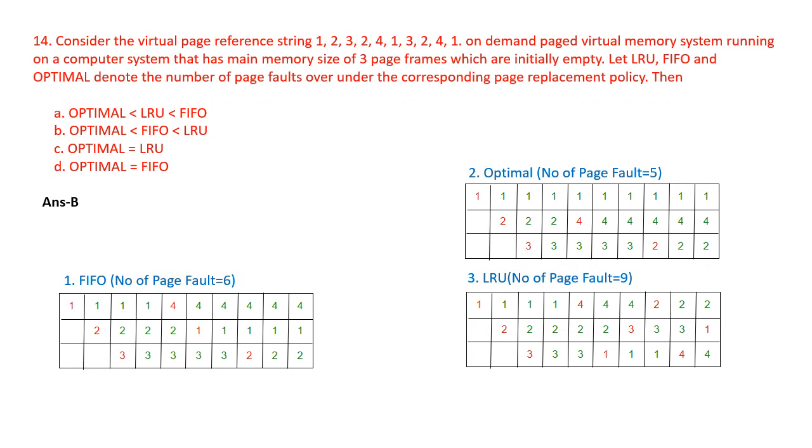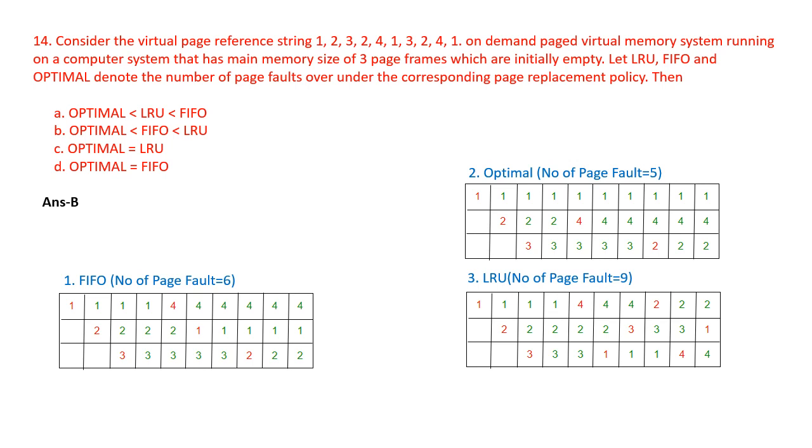This question is about the number of page faults in page replacement algorithms, a most asked question. I am reading the question now. Consider the virtual page reference string given here, and an on-demand paged virtual memory system running on a computer with main memory of 3 page frames, which are initially empty. So initially it doesn't have any page. Let LRU, FIFO and optimal denote the number of page faults under the corresponding page replacement policy.